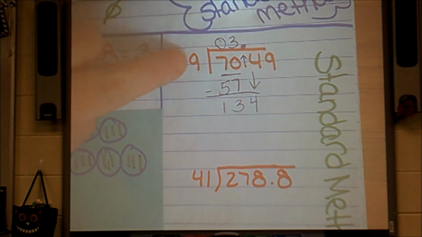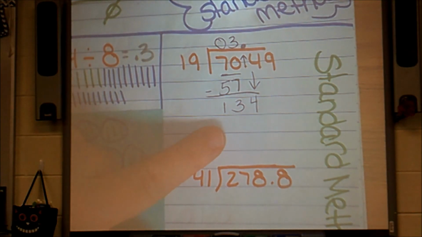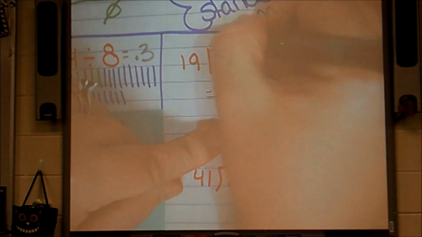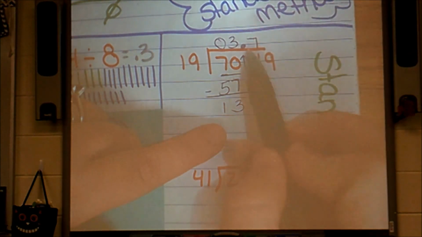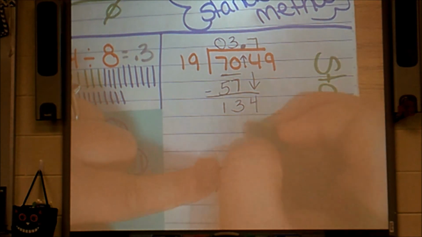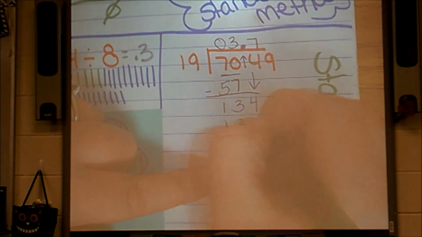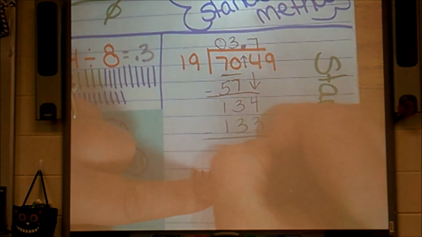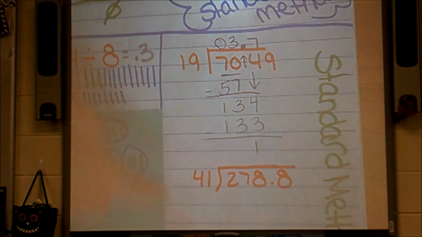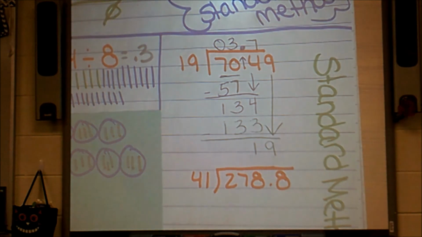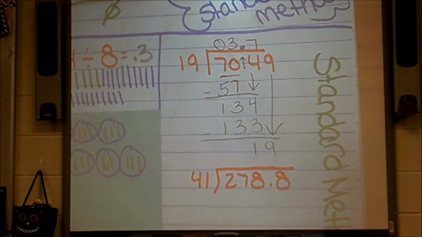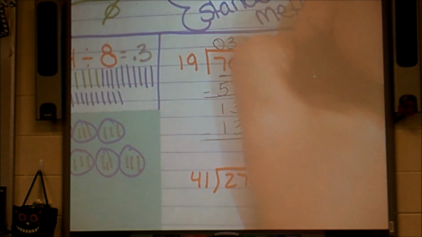So then I solve 19 into 134, which it goes in 7 times. When I multiply that out, 19 times 7 is 133. Subtract and I get 1. And then I bring down my 9. Hooray! 19 divided by 19 is 1.